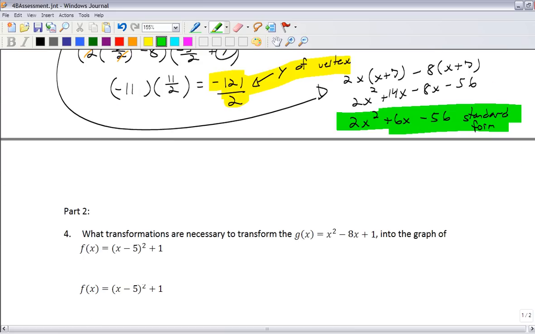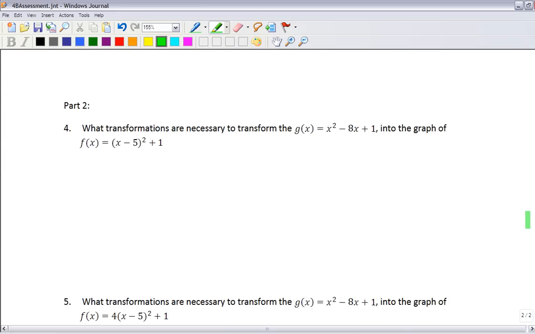Okay. Part 2 of the assessment was about transformations of quadratics. So you want to get from g of x to f of x. Well, if g of x was in vertex form, life would be easier. You could see how the quadratics really differed. So I'm going to put g of x in vertex form. A couple ways to do that.